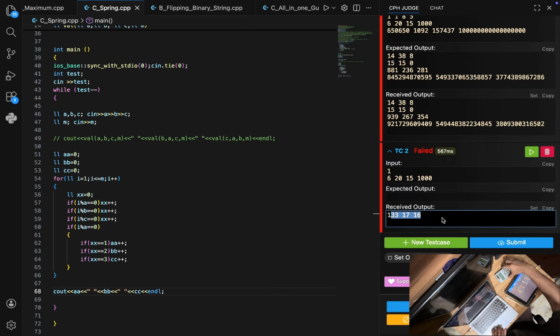Tetris 17. Okay, 133 into 6 plus 17. 17 into 3 plus 16 into 2. Yeah, it matches with the answer. So obviously I'm wrong somewhere.